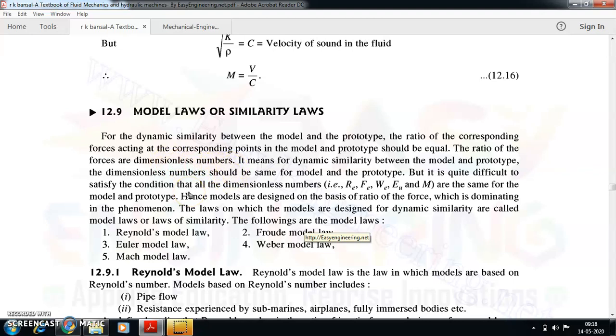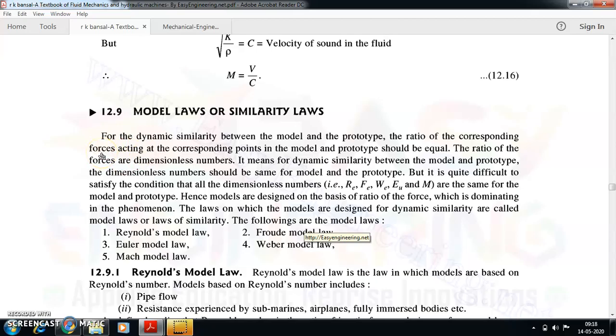When we define dimensionless numbers, we have seen there are so many dimensionless numbers which you get by dividing two forces. Generally, it will be inertial force on top and, at the bottom, either viscous force, gravity force, or surface tension force, etc. So, when we come to dynamic similarity between the model and prototype, the dimensionless number should be the same, right?